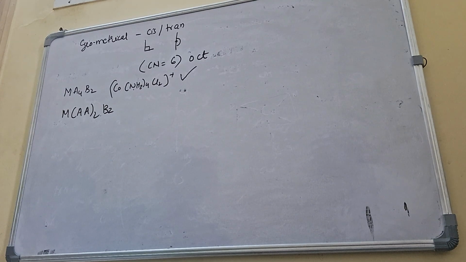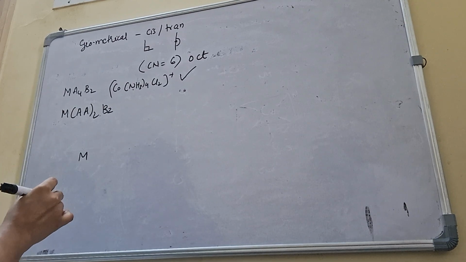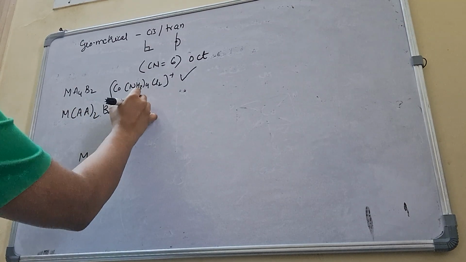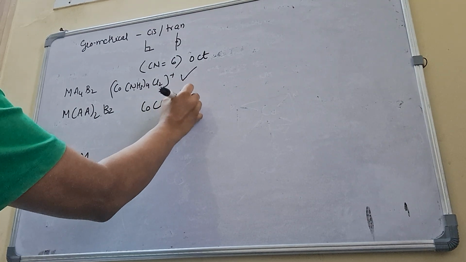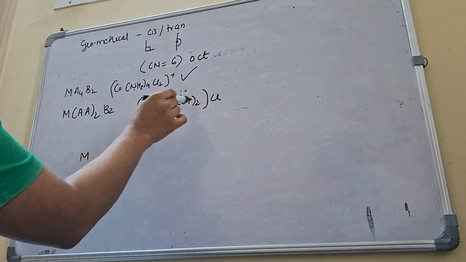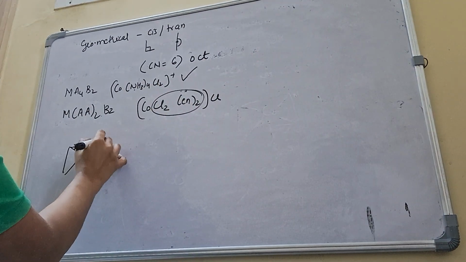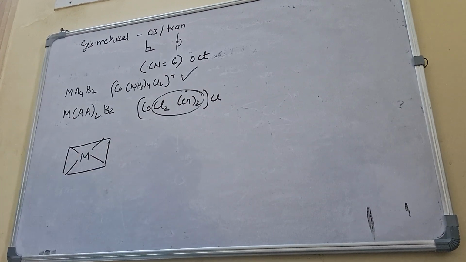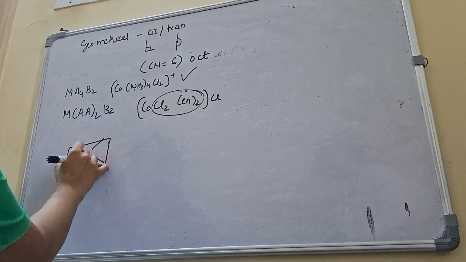Okay, MA2B2. Alright. So now, what will be the possibilities? Central metal will be here, for example, let me write it: Co, Cl2, en2 and Cl. Okay. So we are only bothered about this. So you have the metal here and this is my square planar. Okay. So this is nothing but cobalt here. So let me write cobalt.